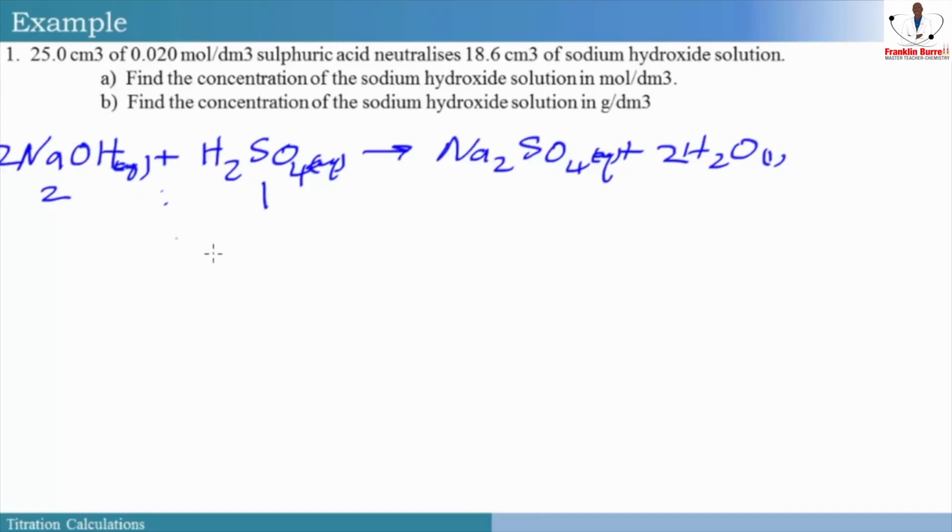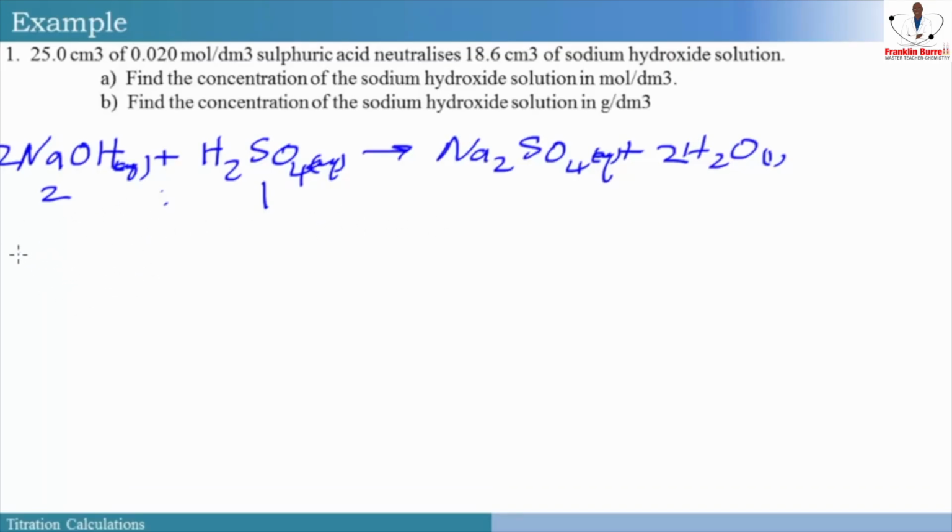So the first thing that we're going to do is to identify which solution is a standard solution, and then calculate the moles from that standard solution. So if you look at this, we see where we have 0.02 moles of sulfuric acid. So that is the standard solution. So step 2 then would be to do the calculation of the standard solution.